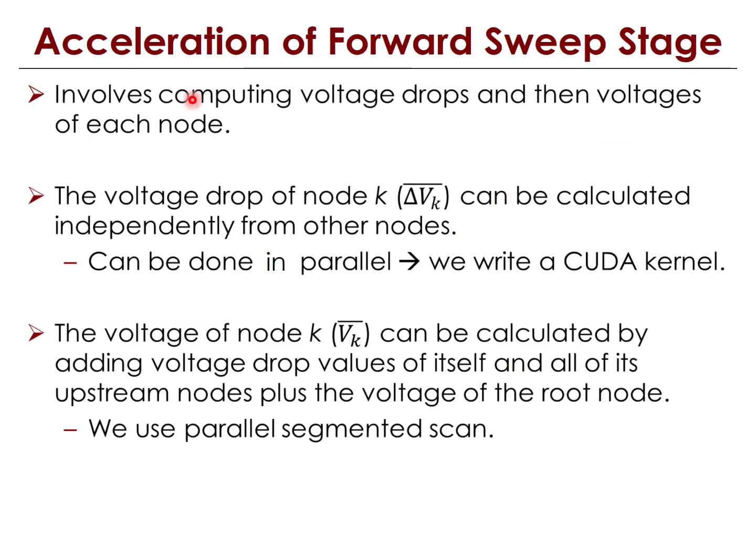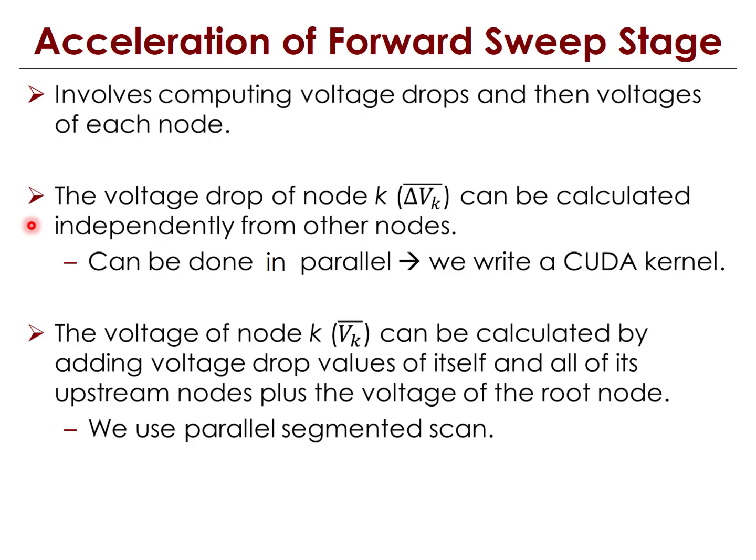Now let's talk about how we accelerate the forward sweep stage of the FBS method on the GPU. The forward sweep stage involves computing voltage drops and then voltages of each node. The voltage drop of a node can be calculated independently from other nodes. Hence, this computation can be done in parallel, and we write the CUDA kernel to accelerate this computation.